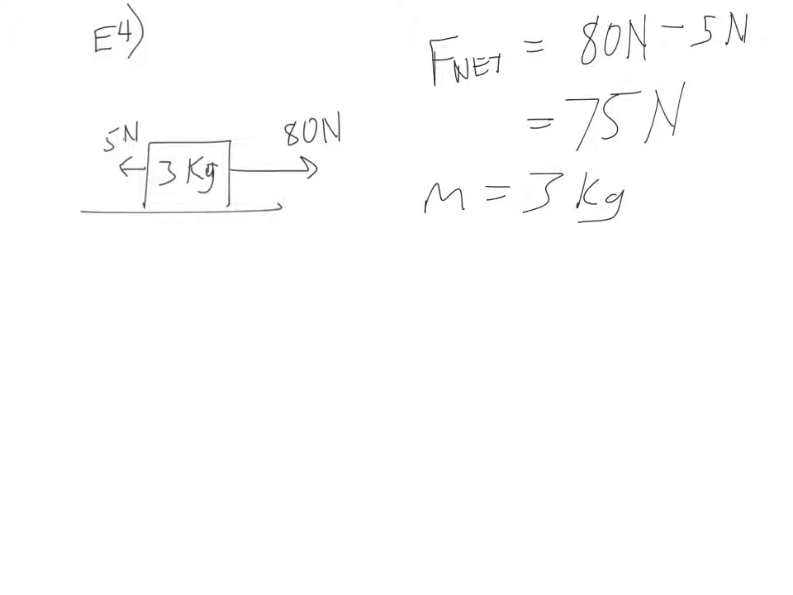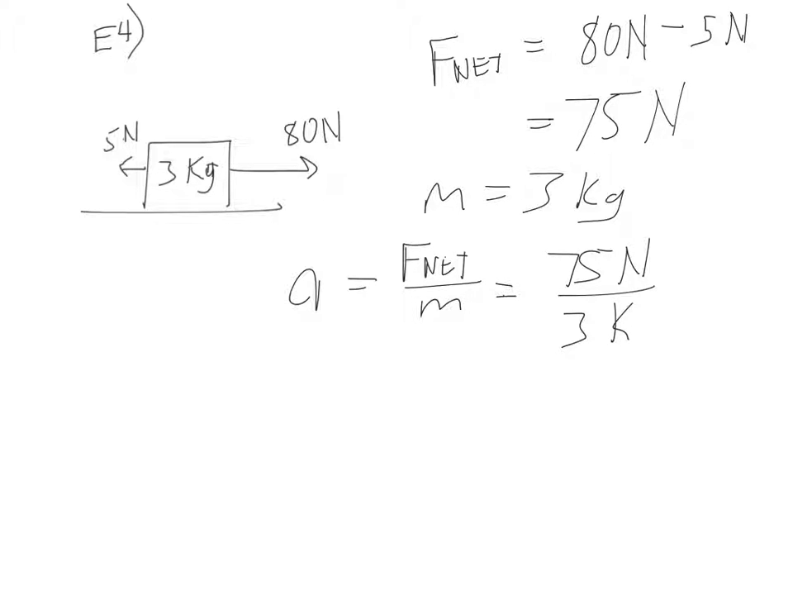Just like in exercise 1, it's asking for the acceleration, and solving the F net equals ma equation for a, we end up with F net divided by m, or 75 newtons divided by 3 kilograms, which gives us an acceleration of 25 meters per second squared.